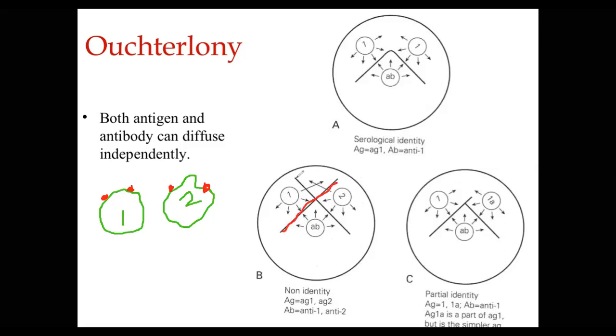Okay, we get this precipitation line. If we get this kind of precipitation line, then it indicates that these two antigens are not identical. They are not the same. What does that mean? That if antigen 1 has this epitope, then antigen 2 will not have the same kinds of epitopes. Okay, it is really very different, completely different.